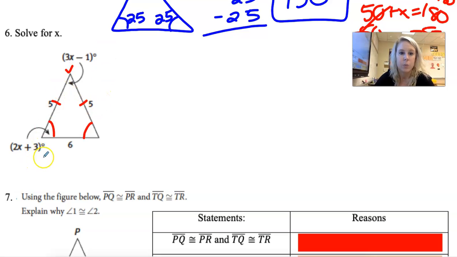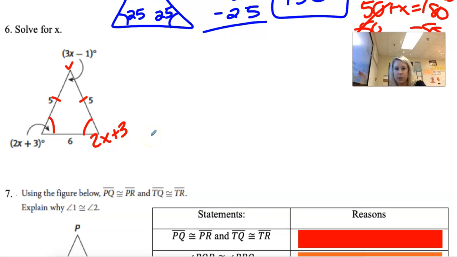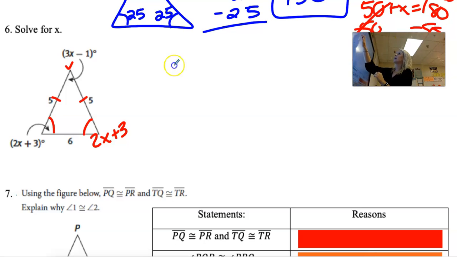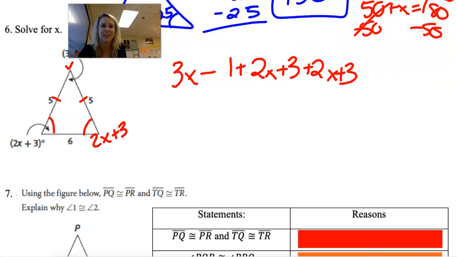So I need to find this missing angle, and if I know these are the same, I can go ahead and copy and paste it over. So if they're the same, this one's also going to be 2x plus 3. So now I know all the measures of the inside of my triangle, so I can use my triangle sum theorem to solve for x. So let's do that. I'm going to say 3x minus 1 plus my other angle 2x plus 3 plus my other angle 2x plus 3 equals 180. So all three of your angles added together equal 180.